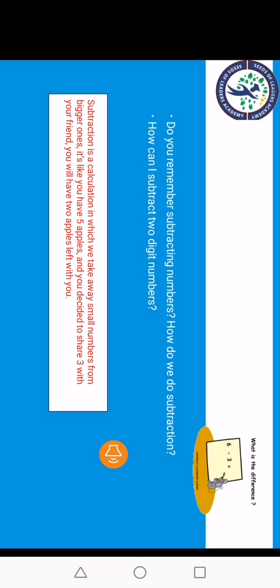Do you remember subtraction? How do we subtract? How can I subtract two-digit numbers? All these questions will be answered today. First of all, let's define the meaning of subtraction. Subtraction is a calculation in which we take away small numbers from bigger ones.